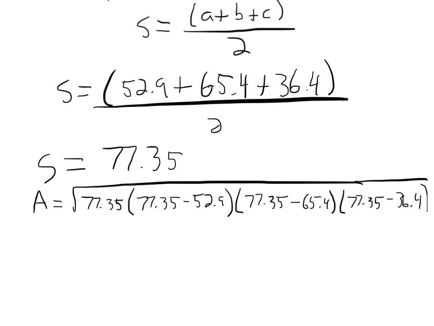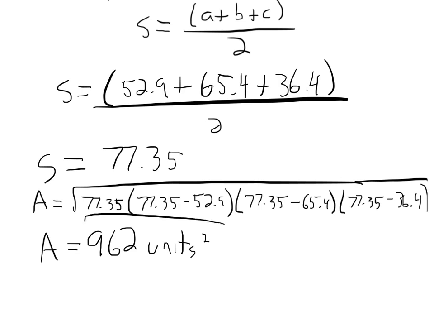So this gives us A equals 962.01, rounded to the nearest unit would be 962. Now again, if we knew this was feet or inches, then this would be feet squared or inches squared. You can write units squared. Some teachers will want to see that. The answer key actually doesn't have any unit squared, it just has 962. Alright.